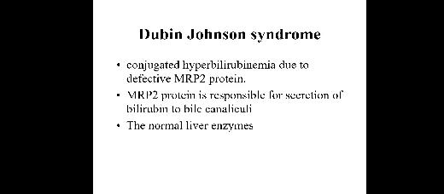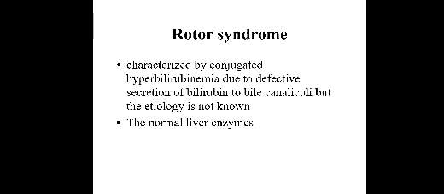Then Dubin-Johnson syndrome is conjugated hyperbilirubinemia due to defective MRP2 protein, and this MRP2 protein is the multi-drug resistance protein. Here this MRP2 protein is responsible for the secretion of bilirubin to the bile canaliculi, and here the liver enzymes are normal. What is Rotor syndrome? It is characterized by conjugated hyperbilirubinemia due to defective secretion of bilirubin to the bile canaliculi, but the etiology is not known. The liver enzymes are normal here.